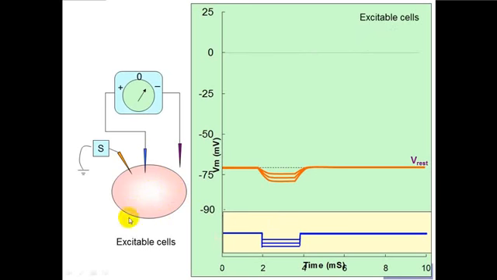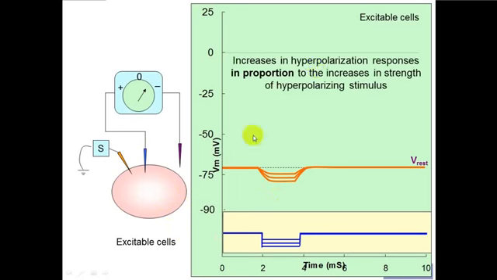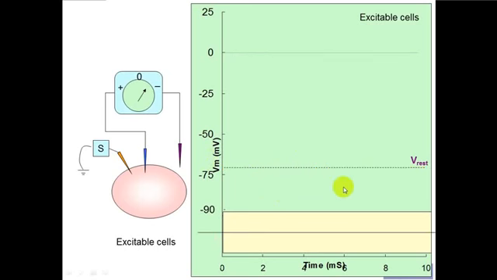So now let us say that this is an excitable cell, and we are repeating the same kind of injection of hyperpolarizing and depolarizing stimuli in an excitable cell like a neuron. When you look at the hyperpolarizing responses to negative currents, again you see increases in hyperpolarization in proportion to the increase in the strength of the hyperpolarizing stimulus. So the hyperpolarizing electrotonic responses are similar to those seen in non-excitable cells. There is a linear relationship between the strength of the stimulus and the magnitude of the response.